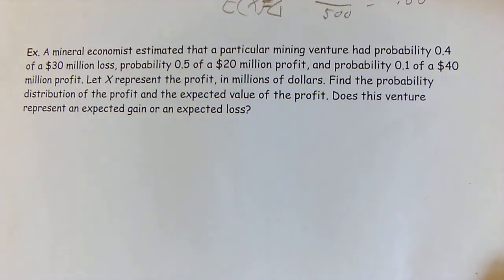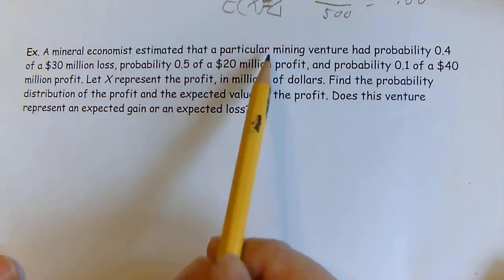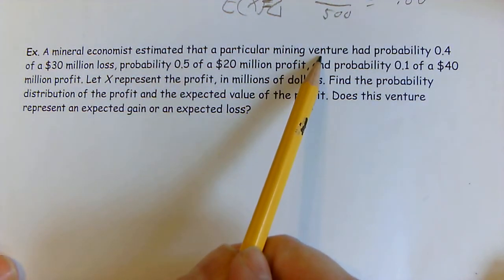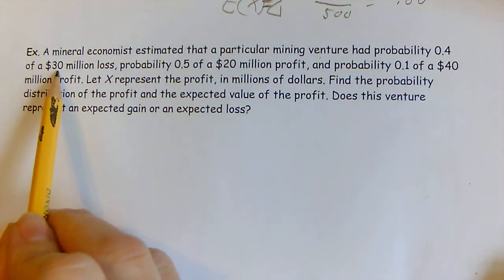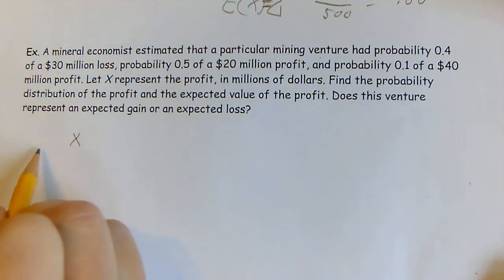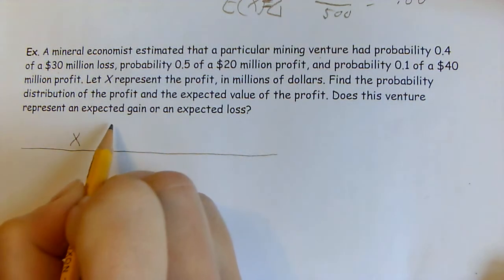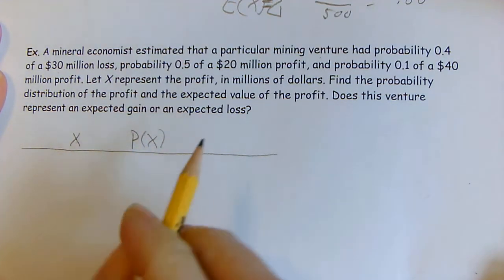Let's do another expected value problem. It's about an investment for a mining venture. I had a probability of 0.4 of a $30 million loss. So we have to set up our random variable x's, which are our gains or our losses, and our probabilities of each.